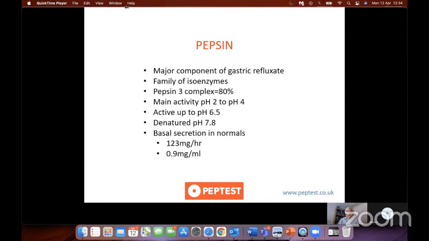Pepsin itself is a major component of gastric refluxate and is one of a family of isoenzymes. So there's from pepsin 1 to pepsin 2, 3, 4, 5. And the pepsin-3 complex, which in fact is the one which we use in our own PEP test studies, is 80% of the total isoenzymes. Main activity at acidic pHs between 2 and 4, active up to pH 6.5 and not denatured until it really gets above pH 7.